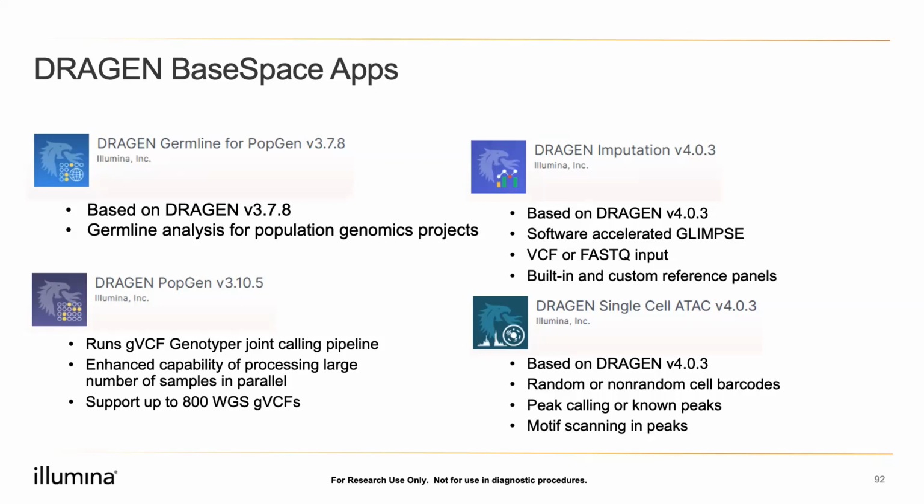And then we have our DRAGEN single cell ATAC pipeline BaseSpace app that's based off of the DRAGEN single cell ATAC pipeline, new with DRAGEN version 4.0.3. It can take in random or non-random cell barcodes, does peak calling or known peaks, and motif scanning in the peaks. So important to note that this DRAGEN single cell ATAC does not yet have the multiomics capability, so you can't integrate with the RNA data. This is specifically for the ATAC data.